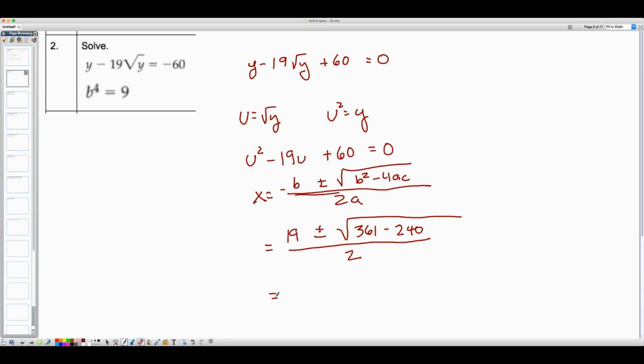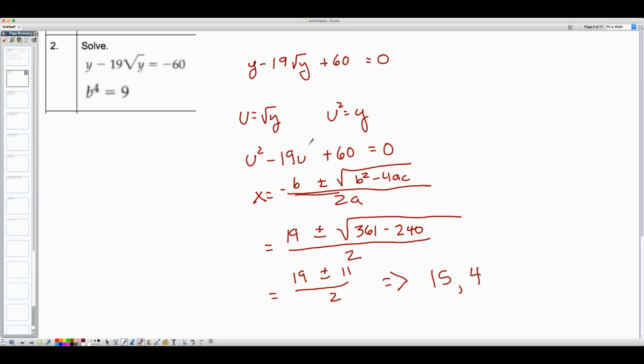So my roots here would be 19 plus or minus, let's see, this. If I have 361 minus 240, I get 121, whose square root is 11. So I have 19 plus or minus 11 divided by 2. That's going to be 19 plus 11, which is 30, divided by 2 is 15. Or I could have minus, that would be 8, and 8 divided by 2 is 4. So my u value is equal to 15 or is equal to 4.